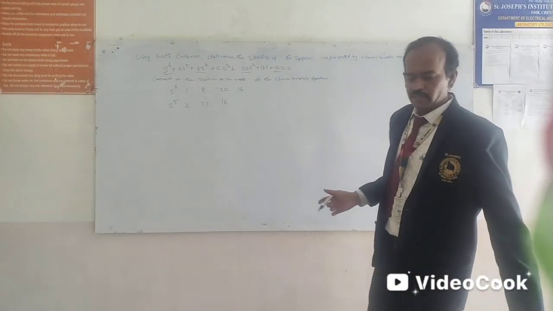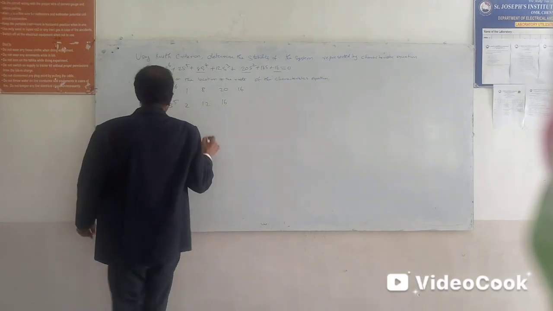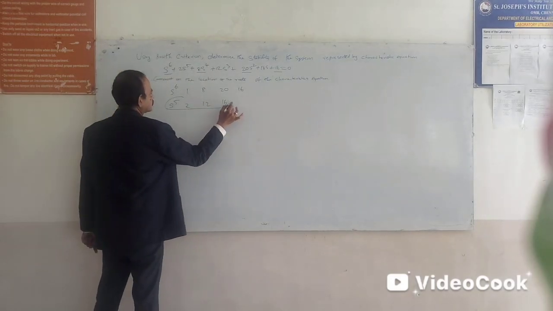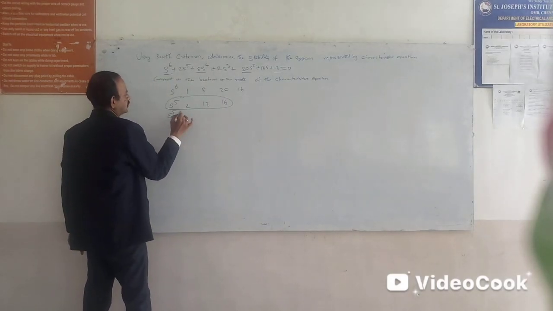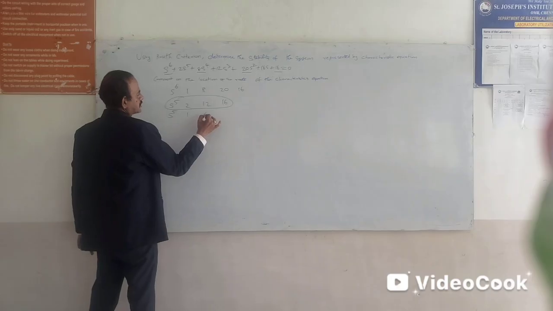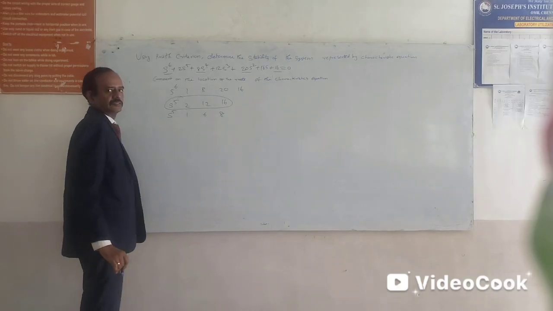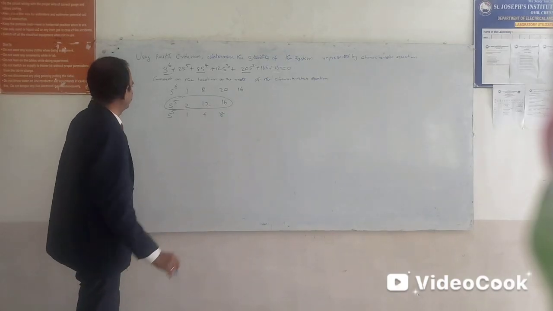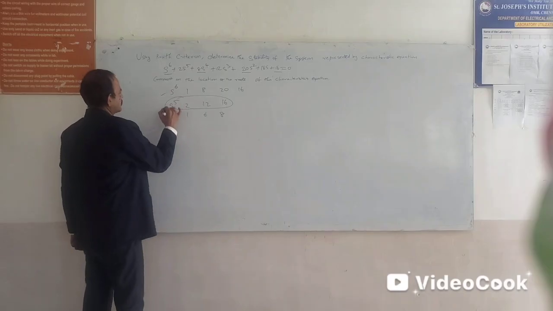Before that, S power 5 is divisible, so you can use 1, 6, 8. Just divisible by 2. Now again we can form the S power 6, S power 5 rows.